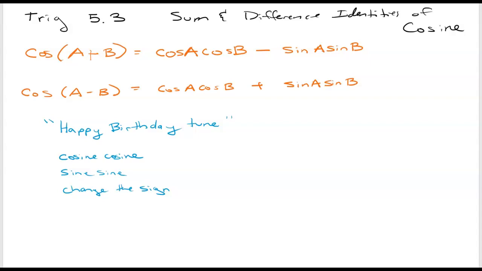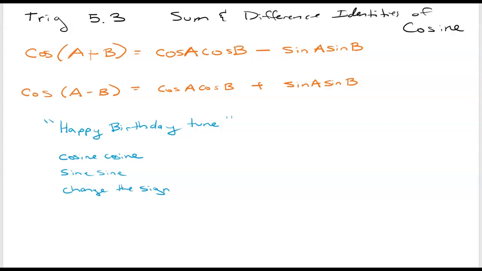Okay, so in Trig 5.3, we're talking about the sum and difference identities of cosine. So you see them in orange. It's when you add two angles together or subtract two angles together. Okay, so we see cosine of A plus B, right?